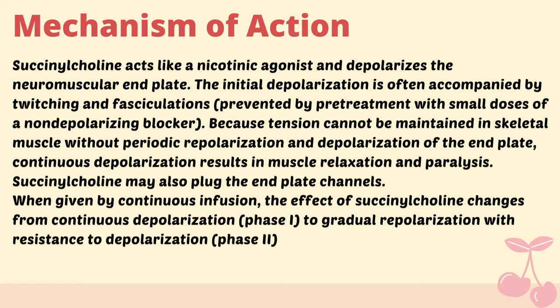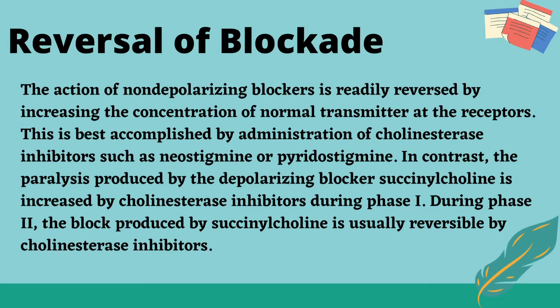Next is the mechanism of action of succinylcholine. Succinylcholine acts like a nicotinic agonist and depolarizes the neuromuscular end plate. The initial depolarization is often accompanied by twitching and fasciculations. Because tension cannot be maintained in skeletal muscle without periodic repolarization and depolarization of the end plate, continuous depolarization results in muscle relaxation and paralysis. Succinylcholine may also plug end plate channels. When given by continuous infusion, the effect of succinylcholine changes from continuous depolarization, which is phase 1, to gradual repolarization with resistance to depolarization, which is phase 2.